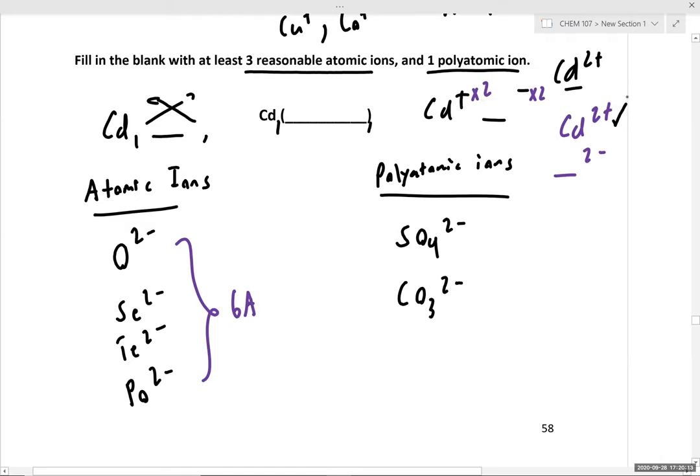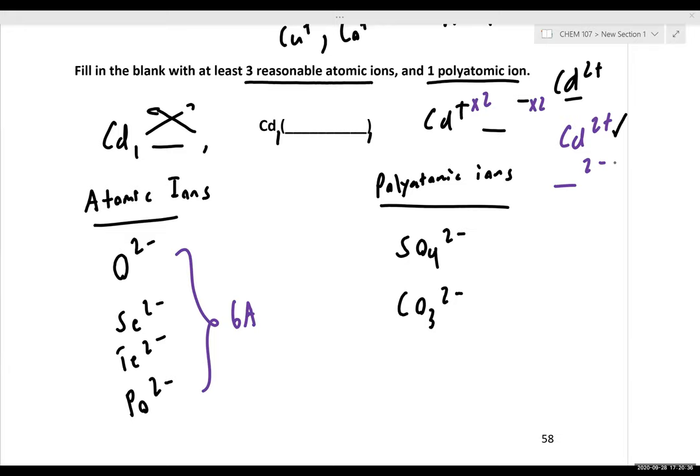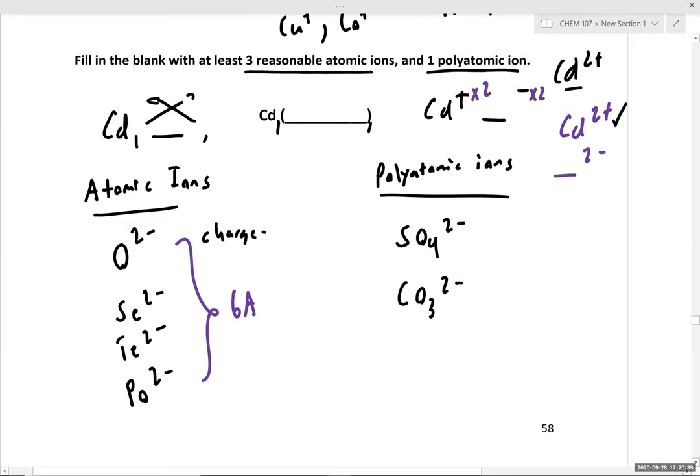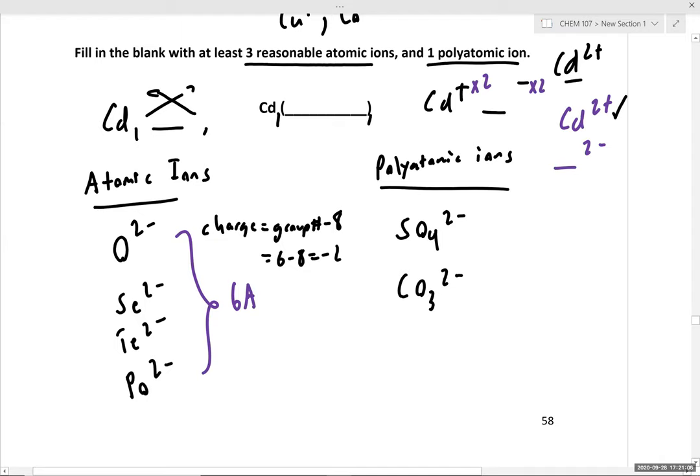That gives us cadmium 2 plus, which matches our predictions, and blank 2 minus, which is our target, and which tells us that we need to fill in this blank with atomic ions and polyatomic ions that prefer a 2 minus charge. This will be our 6A elements for our atomic ions, because of course our charge is equal to our group number minus 8, and 6 minus 8 is negative 2. And for our polyatomic ions, we'll look in our table and find the list of polyatomic ions with a 2 minus charge. Does that make sense? Yes, thank you. So, any other questions before we move on to the next major topic?